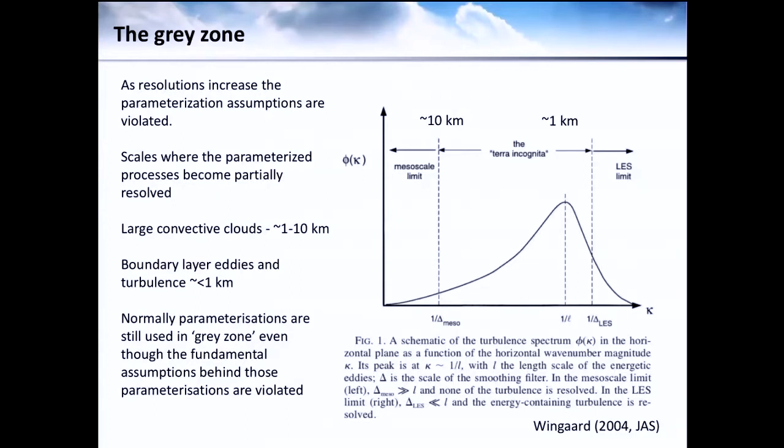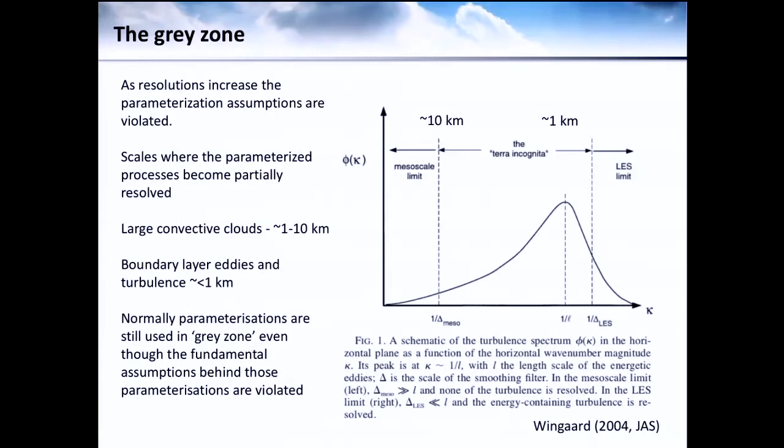So think of large convective clouds. A large convective cloud has a spatial scale of about 1 to 10 kilometres. Boundary layer eddies and turbulence have a spatial scale of about 1 kilometre or less. So if we have our 20 kilometre resolution model, it's okay. Our grid box is still much larger than the convective clouds we're trying to parameterize. It's still much, much larger than the turbulent eddies that we're trying to parameterize. Bring it down to 10 kilometres, you start to have problems. At 10 kilometre grid spacing, we're now partially resolving those clouds that we're trying to parameterize.